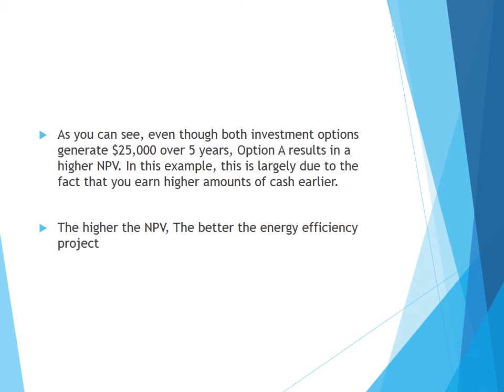As you can see, even though both investment options would generate 25,000 after 5 years, option A results in a higher net present value. In this example, this is largely due to the fact that you earn a higher amount of cash earlier. So based on what we learned, the higher the net present value, the better the project.